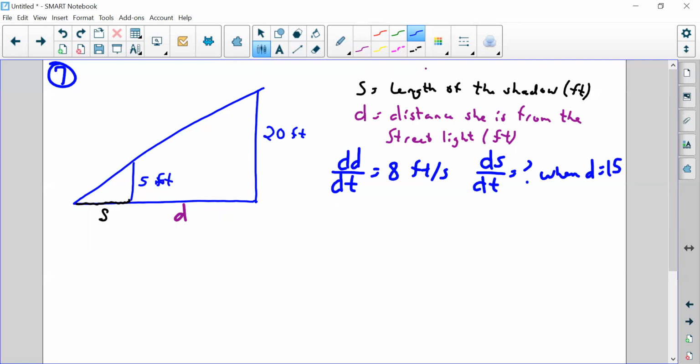Is it okay to assume that because the ground is level, that the pole is straight up? Yes. Yes, you always make that assumption too. So there's going to be a right angle there. Okay, and so I need to relate D with S. So I need some equation that relates D and S together. Ideas.